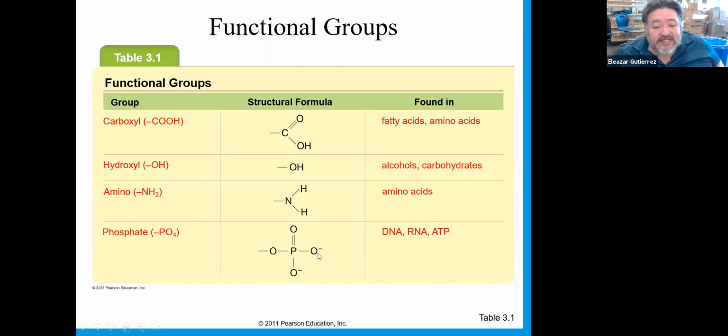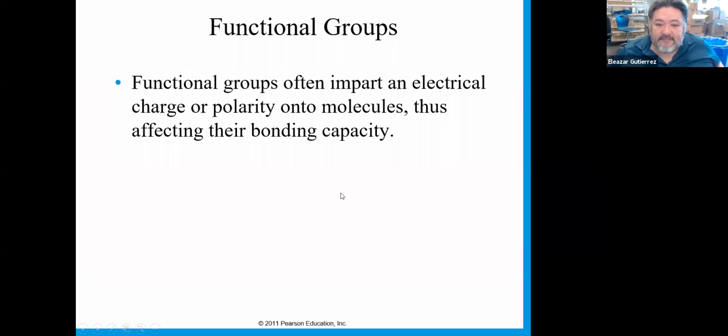Why? Because this guy builds what's called the phosphodiester backbone of these two polymers. So if it were not for this phosphate group, one nucleotide would not be able to link to the next nucleotide. So very important. So it's important for you to remember what they're called and where they're found, okay?